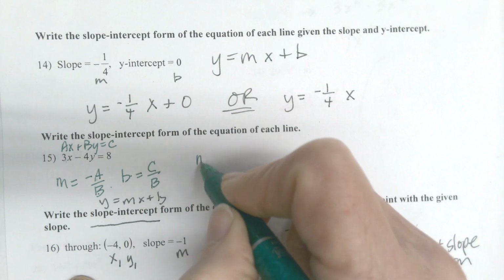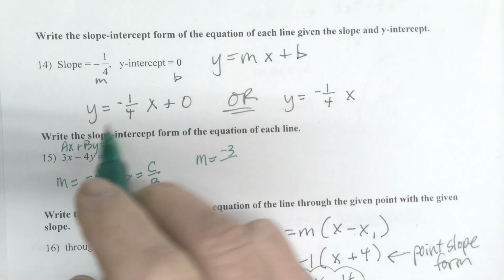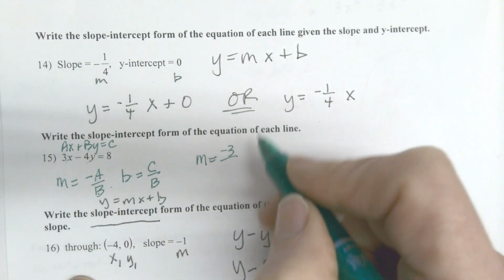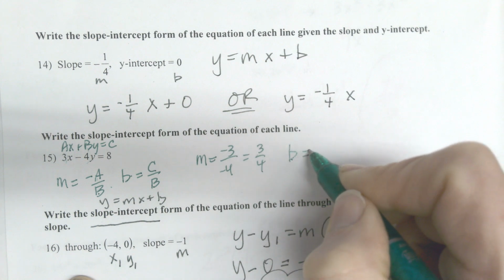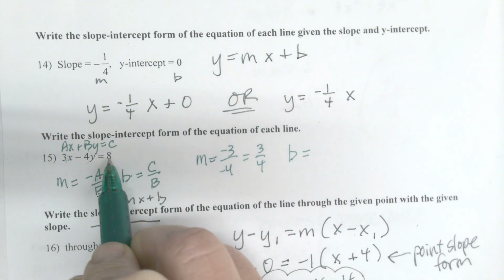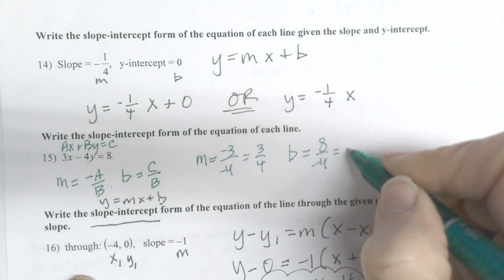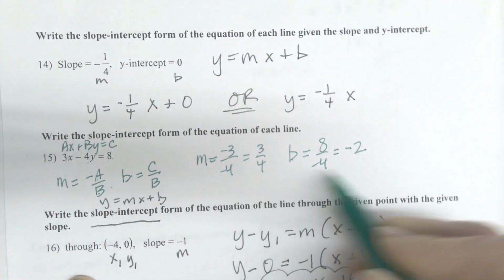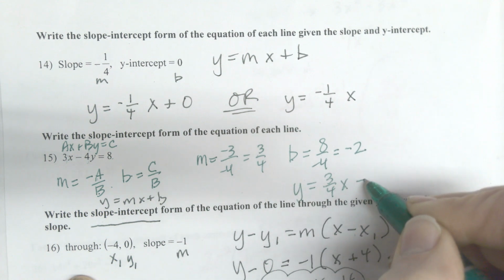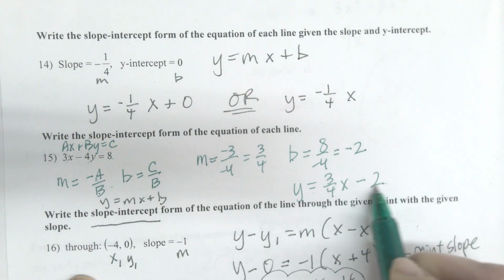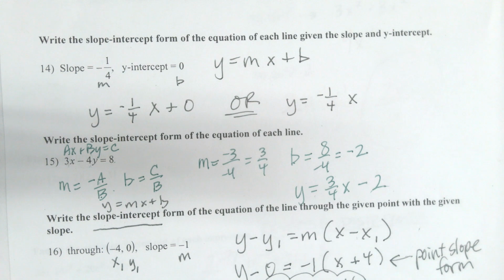So if I find my slope, I would do the opposite of a, -3, over b, which is -4, or 3/4. And my y-intercept is c over b, so 8 over -4, which reduces down to -2. My equation would then be y equals 3/4 x plus -2, or I write it as minus 2. And in fact, it's multiple choice, and so it's going to always be written in the simplest form.